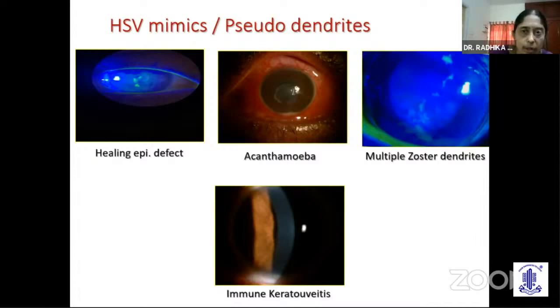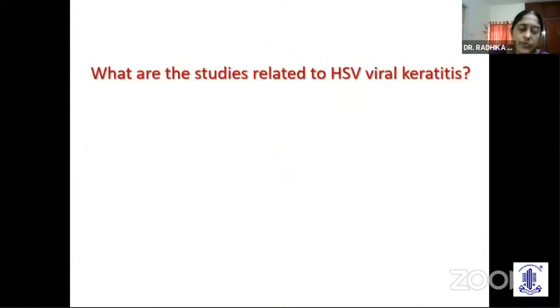They have this stuck-on appearance, and because they're not true dendrites, they don't have the central ulceration or the terminal bulb that is seen in the HSV infection. And remember that keratouveitis is by and large immune. So HSV keratouveitis, if you have a confusion, an anterior chamber tap with a PCR is the way to go to make a diagnosis.